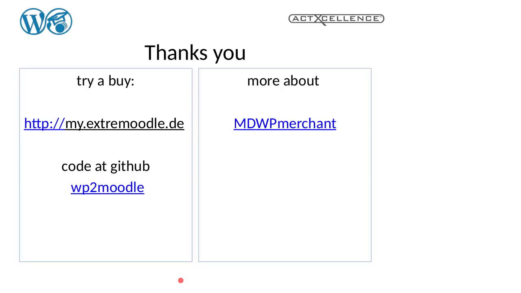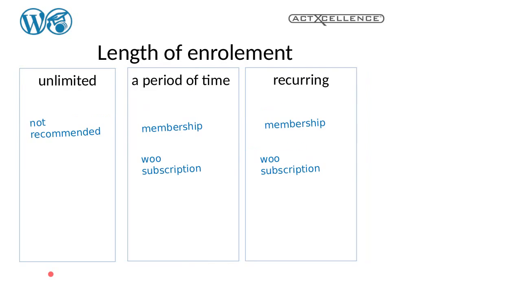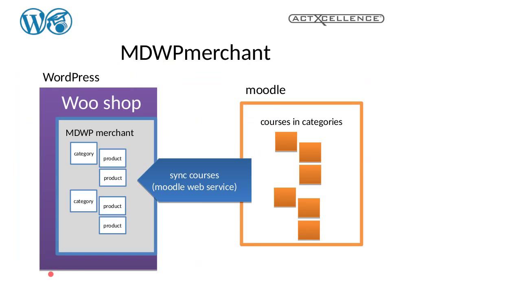But yeah, I showed the WP to Moodle plugin, which can be found on GitHub. And no, I didn't show the plugin. I showed the systematic. Jibril is trying again. And I think the best function of Moodle WordPress Merchant is the synchronization.